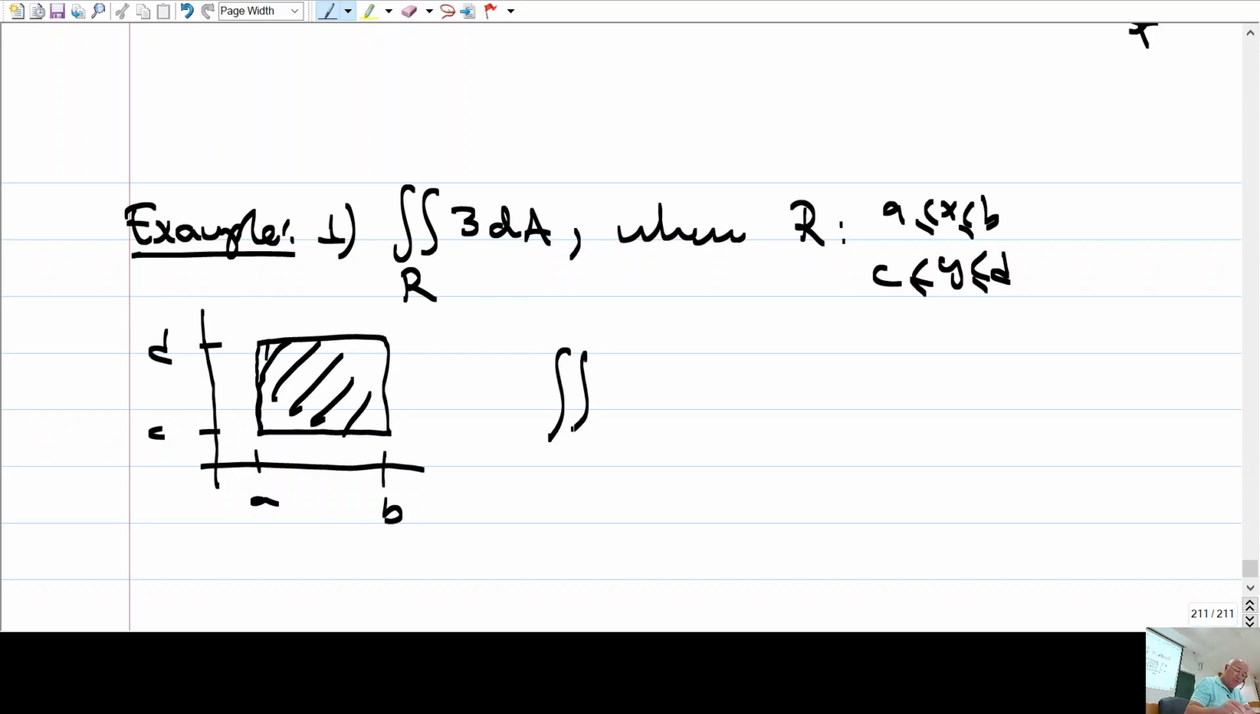Well, of course, from the properties of double integral, first of all, 3 goes out because integration is linear, and then you have the integral of this.